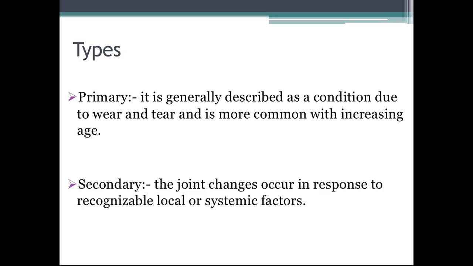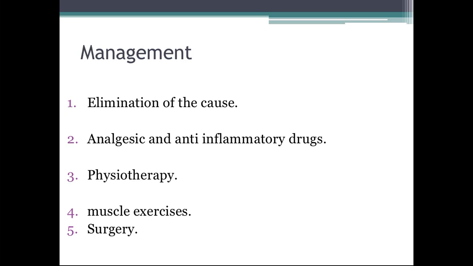Types: primary, generally described as a condition due to wear and tear, is more common with increasing age. Secondary, where the joint changes occur in response to recognizable local or systemic factors.